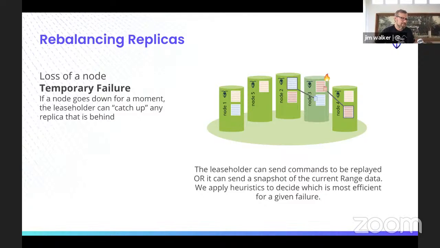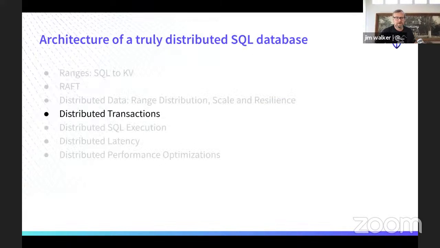Let's say something goes offline for a minute or something like that. We can just actually use replay logs and make sure everything's kind of up to date and whatnot. So it's really, really cool. And that's how we can actually survive a temporary failure as well.